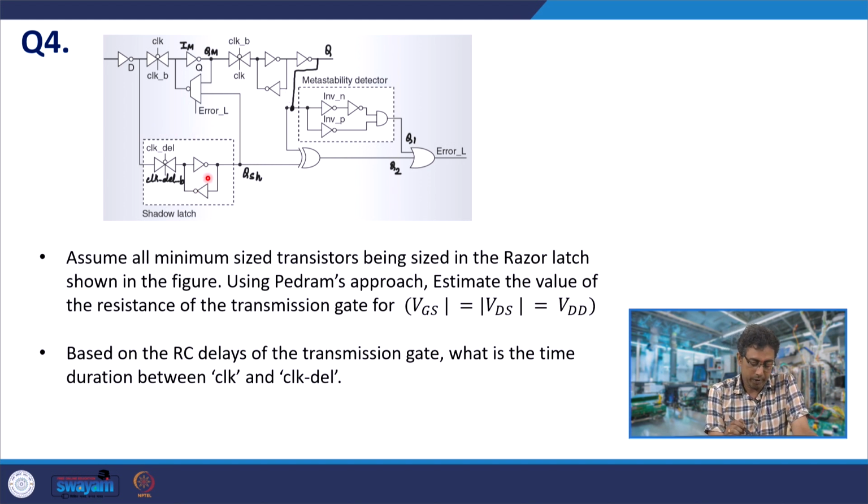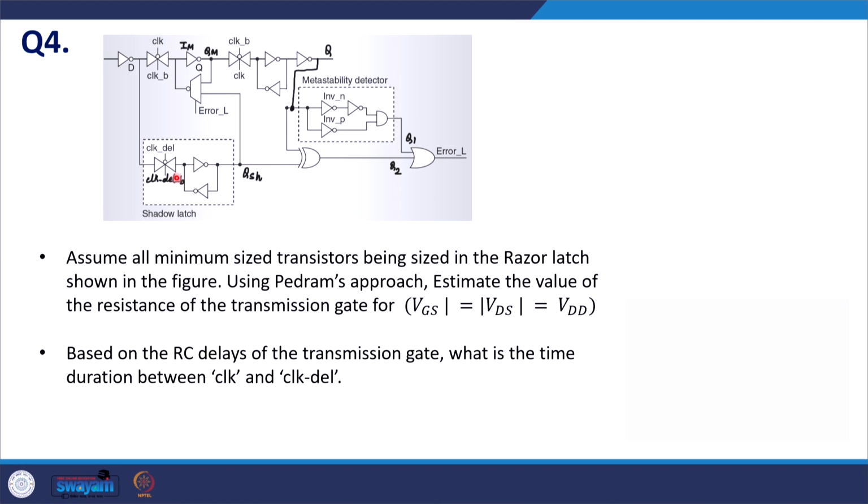So, what is to be done? Here for the second part we require to know what is the delay that is to be kept between clock and delayed clock. So, why is the delay kept in the first place? It is kept because you may not be charging IM sufficiently, and therefore, with clock delay this shadow latch would get charged properly.